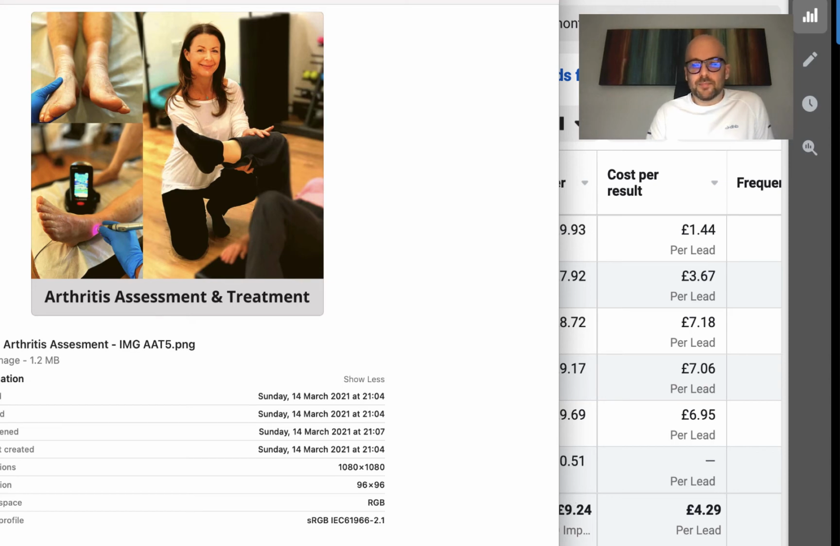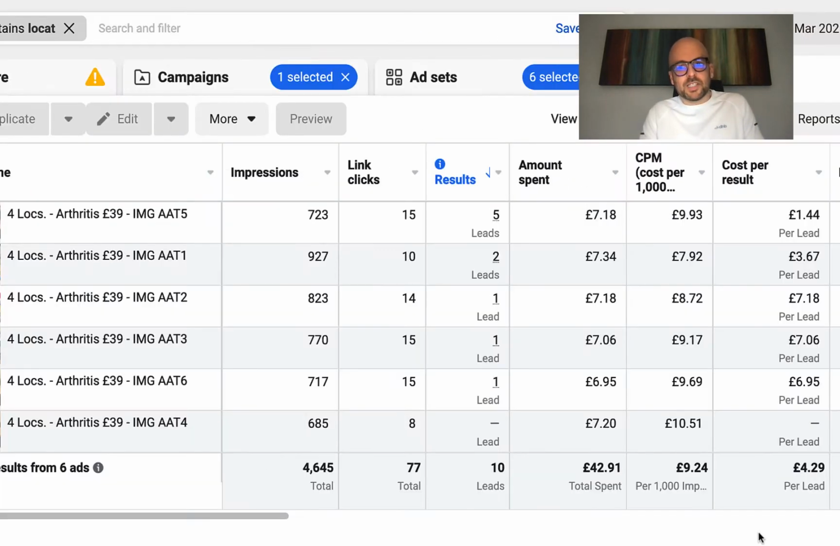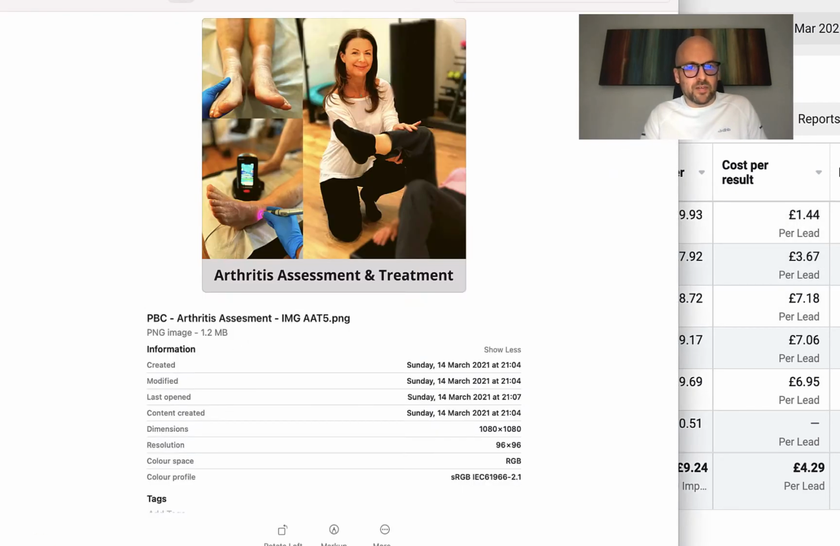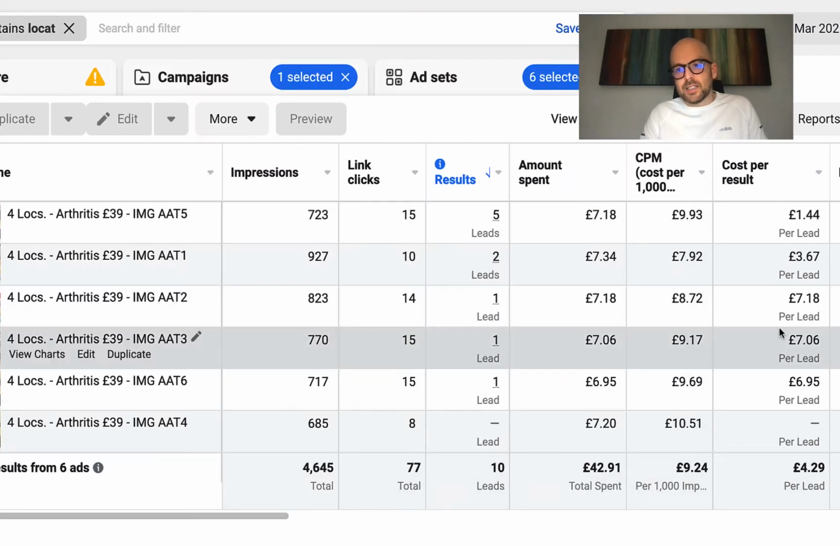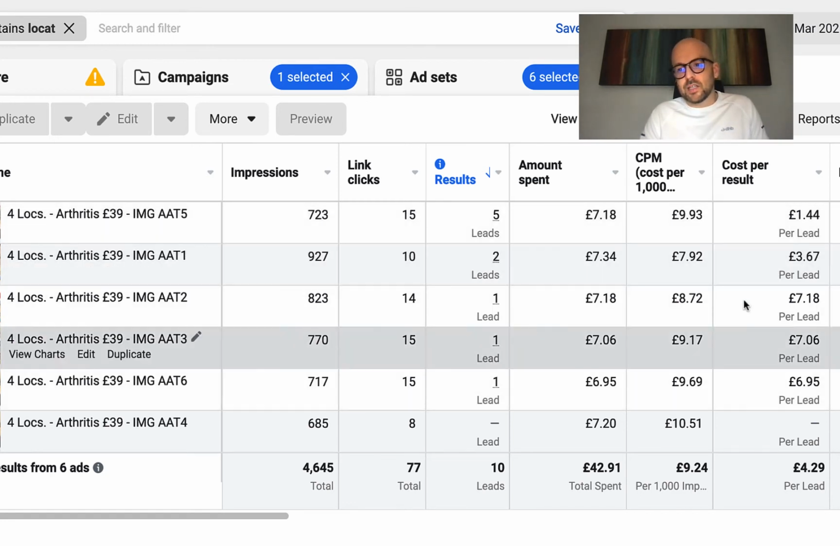Let's have a look at the numbers. Like I say, this is day one. We've spent a very small amount of money. Every ad has spent approximately $10. £7 is roughly $10. And you can see the huge difference. This is image number 5, remember, with the lady. And we're getting leads for £1.44, which is about $1.80 maybe. And the other leads are far more expensive.